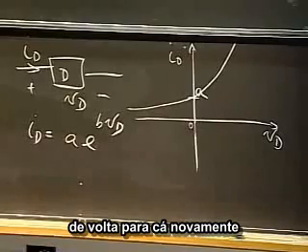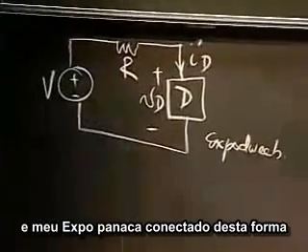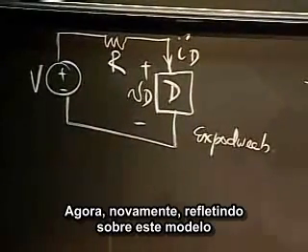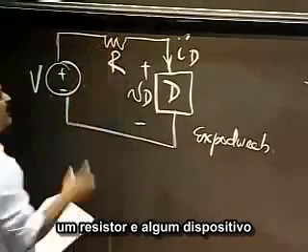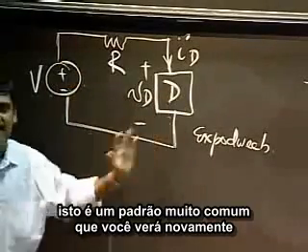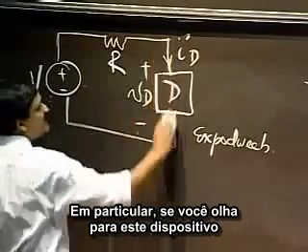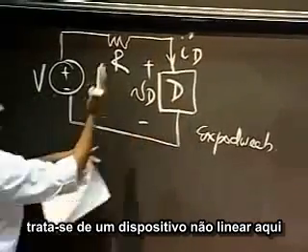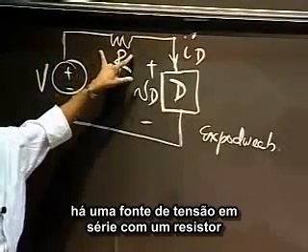So back to this again. I have a voltage source, a resistor, and my nonlinear device connected in that manner. Now again, reflect on this pattern. A voltage source or a current source, a resistor, and some device. This is a very standard pattern you will see again and again and again. In particular, if you look at the nonlinear device, facing it is a voltage source in series with a resistor.